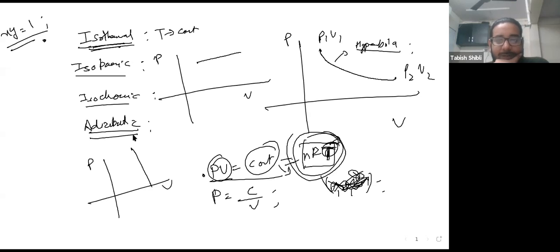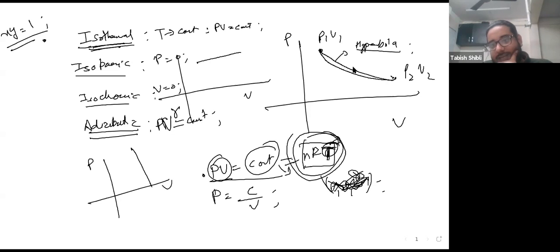But what about an adiabatic process? If I'm going from P1 V1 to P2 V2, what equation does that follow? This follows PV is equal to constant. This follows P is equal to 0. This follows V is equal to 0. And this follows PV to the power gamma is equal to constant, which essentially is a very similar graph which looks like this, but is not exactly the same.